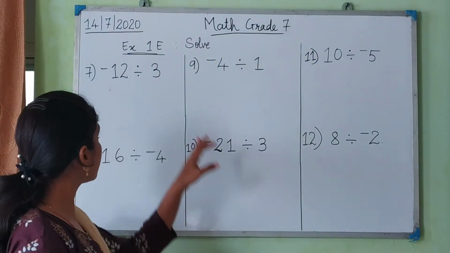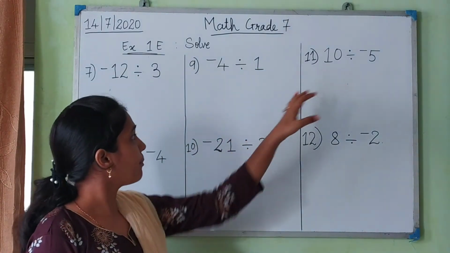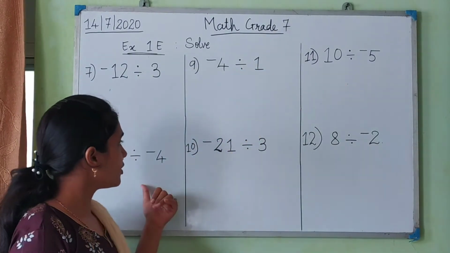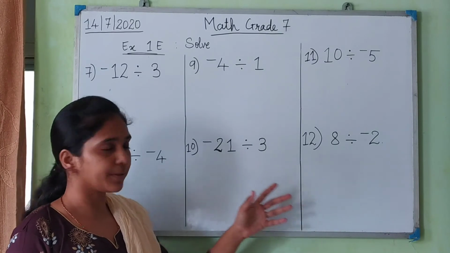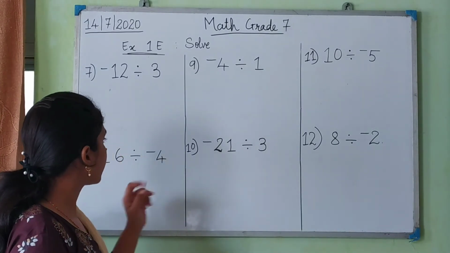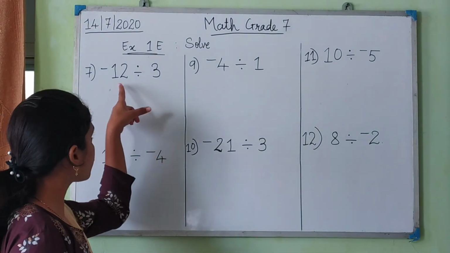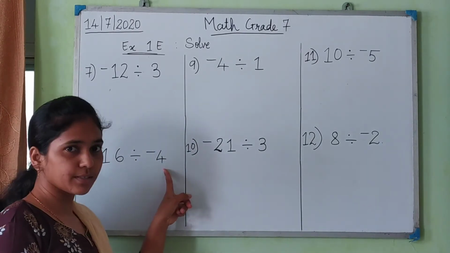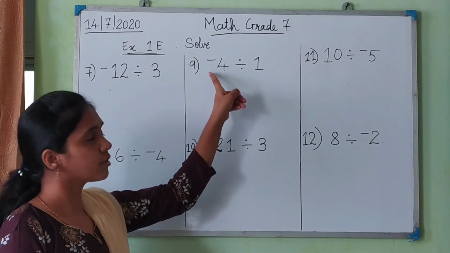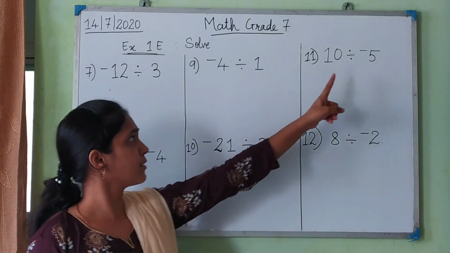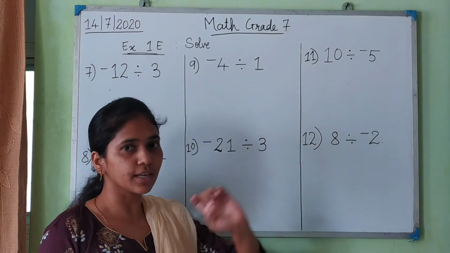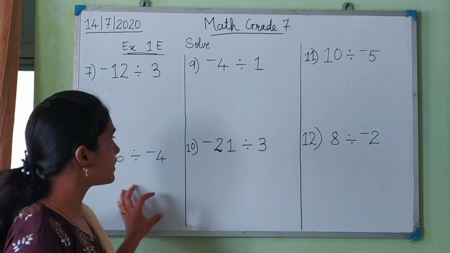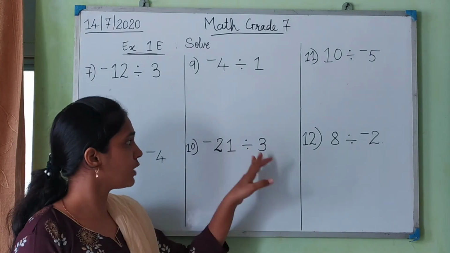So in these examples you can see that in every example, one of the two numbers has a negative sign. Like in the first one, the first number has a negative sign, in the second one the second number has the negative sign, here also the first is negative, and here the second numbers are negative.